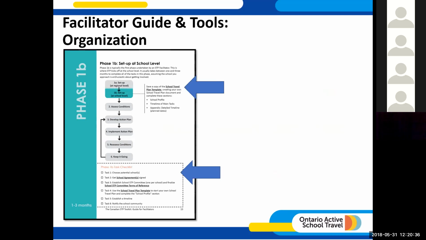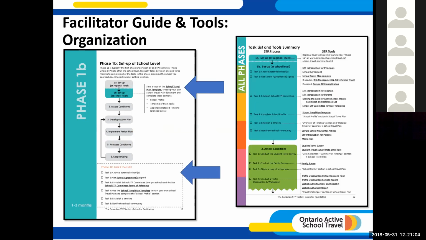Anytime a tool is mentioned throughout the document, you can see here at the bottom in the task checklist, some of the tools are mentioned, school agreements, etc. They're bold and underlined here and anywhere else throughout this document. Whenever you see a bold and underlined item, it's one of the tools. If you click on it, it is a link to that individual tool online.